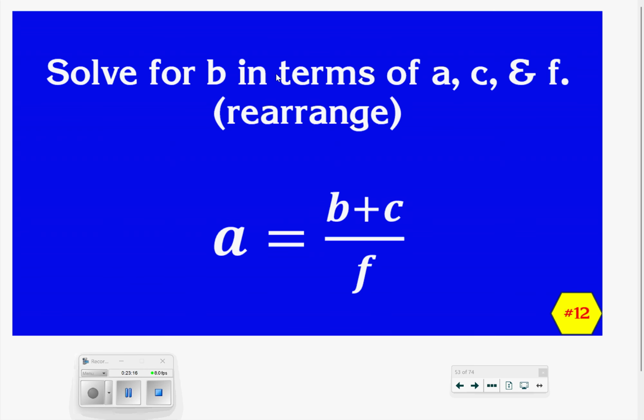All right, solve for b in terms of a, c, and f. So you want to set this up so you have b is equal to everything else.